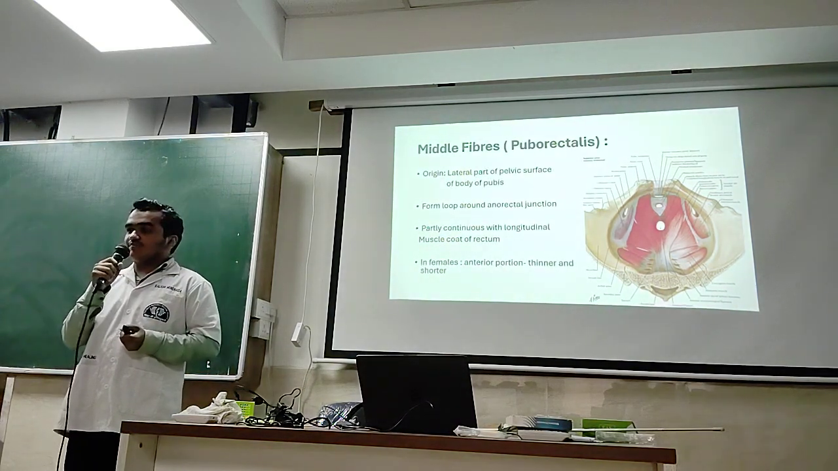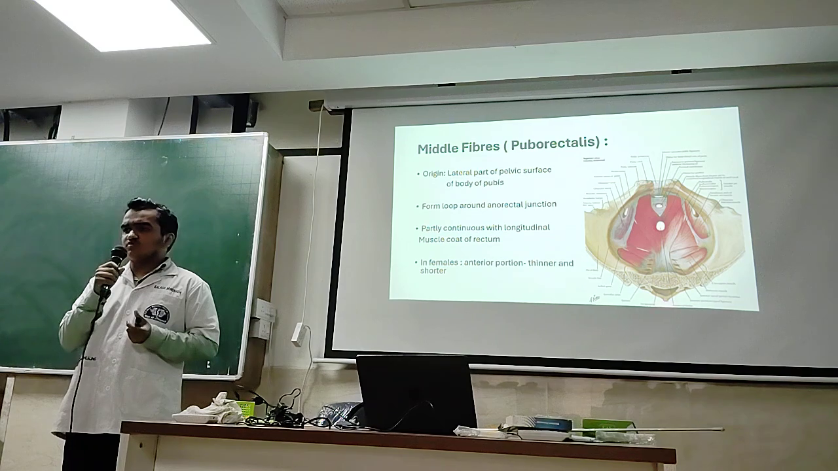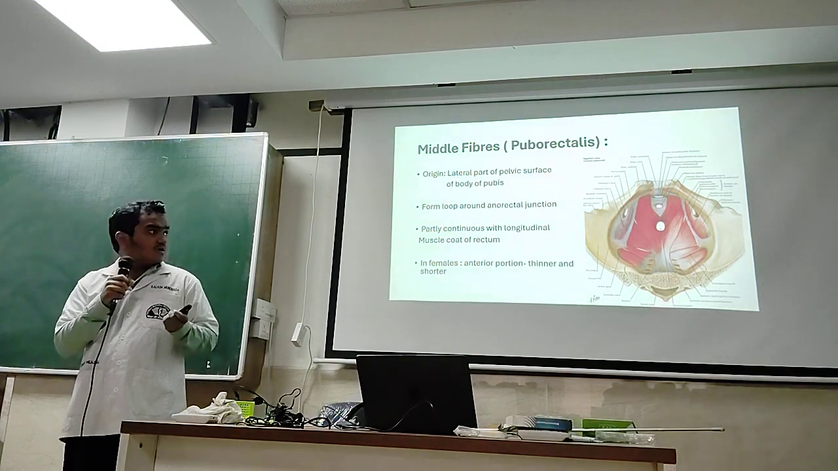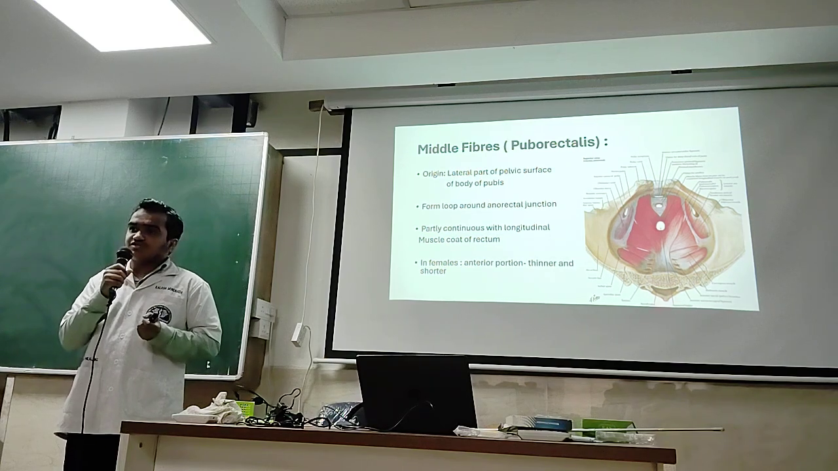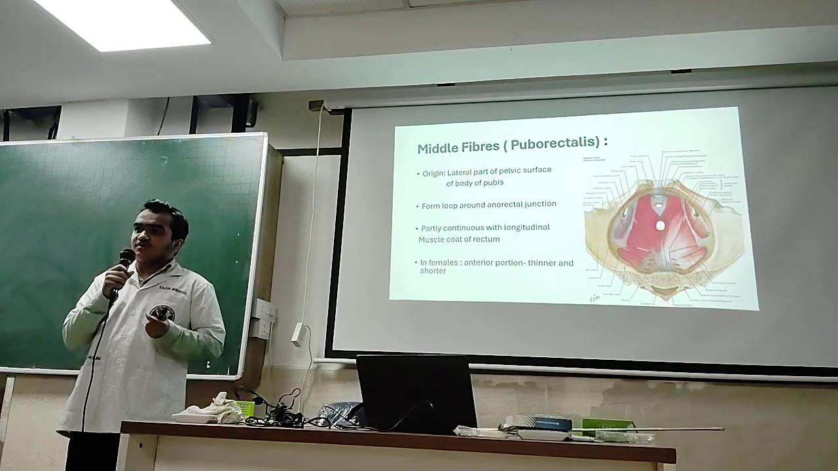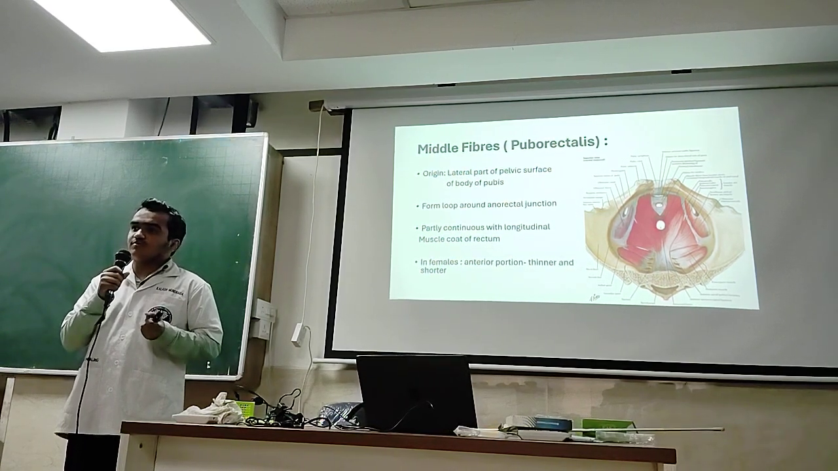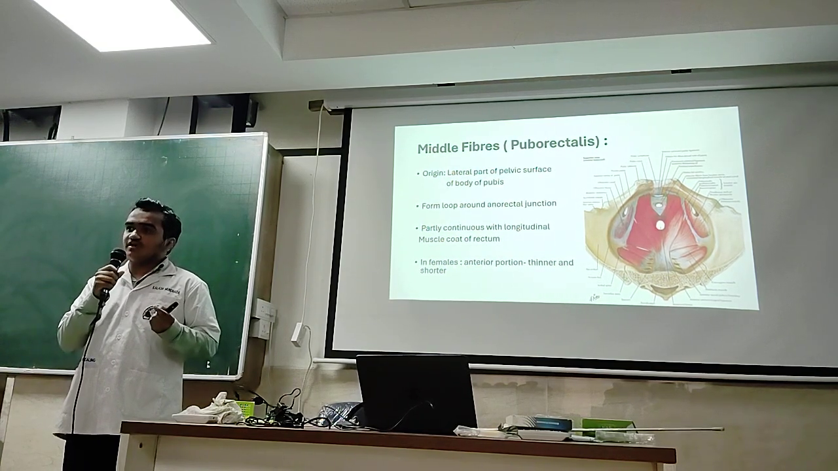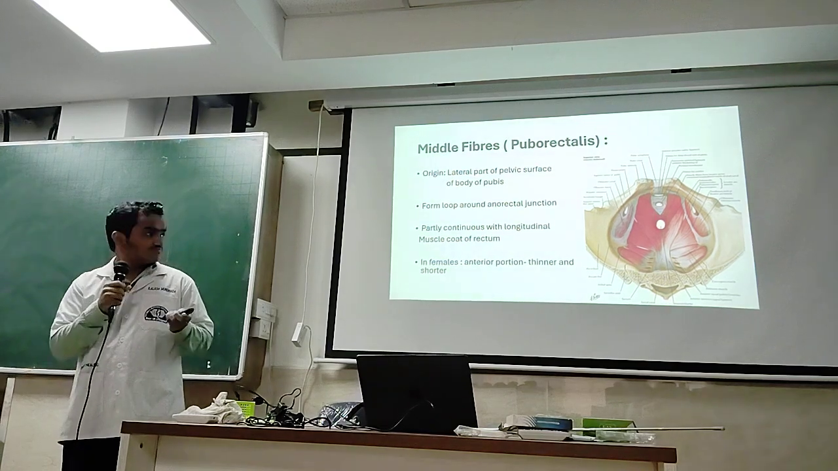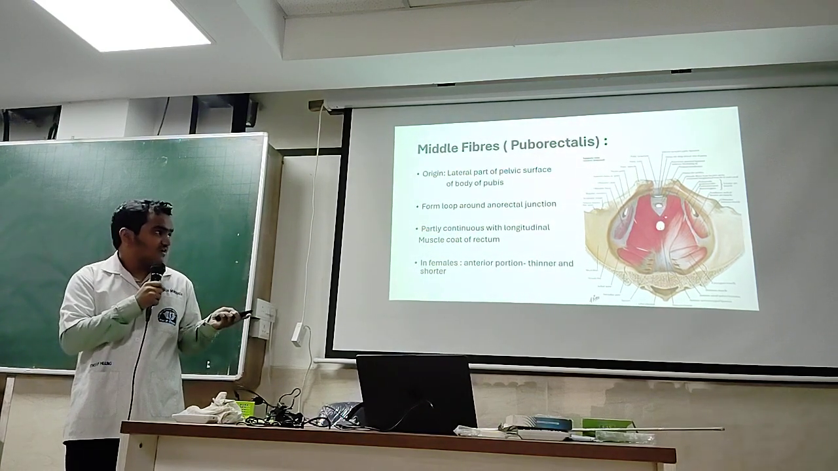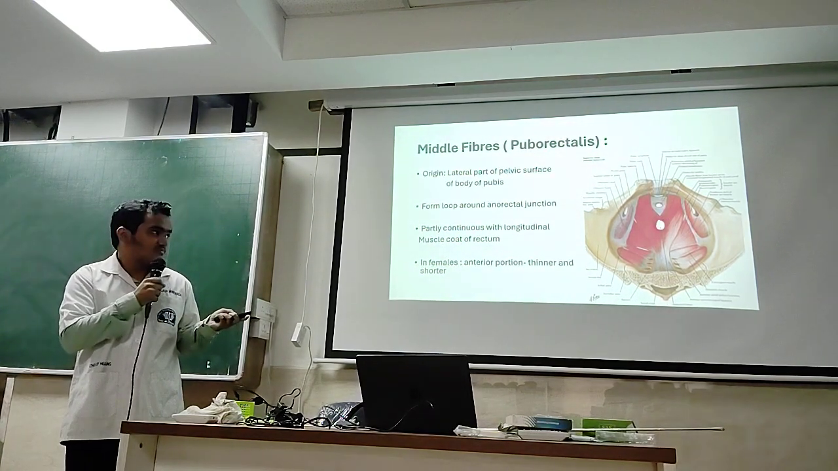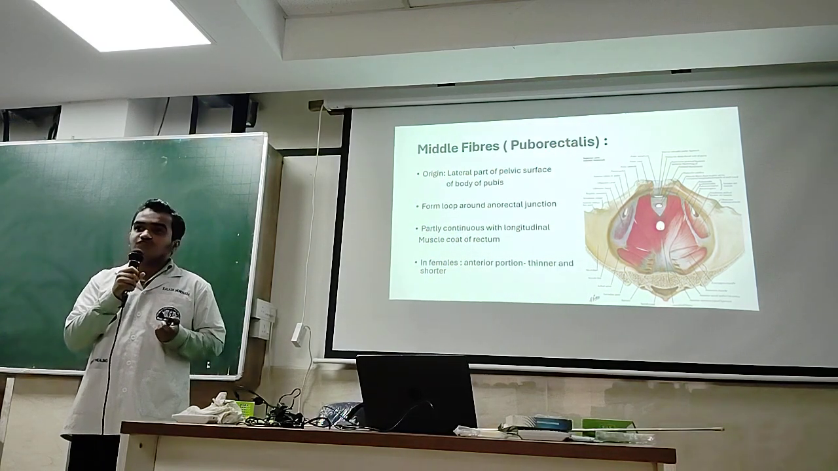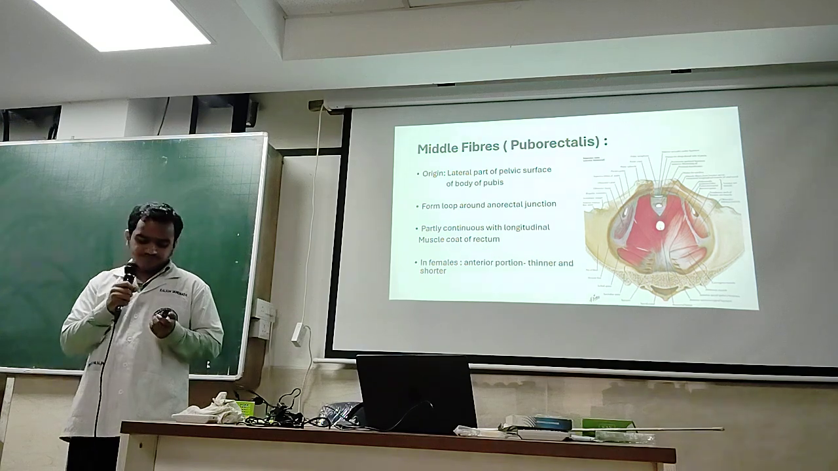Now the middle fibers comprise the puborectalis. It mainly winds around the anorectal opening. Talking about the origin, it originates from the lateral part of the pelvic surface of the body of the pubis, and its anterior portion is thinner and shorter in females. Here we can see the puborectalis, the middle fibers, and one more point, it is partly continuous with the longitudinal muscle layer of the rectum.